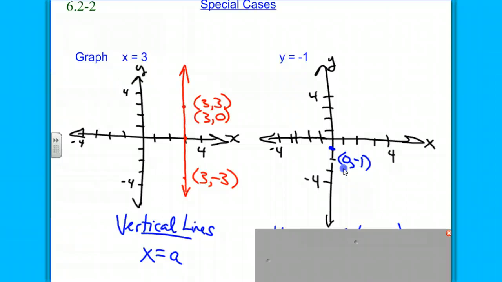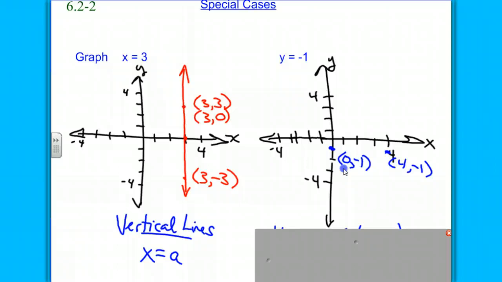Let's say I go over here to 4, but 4 is at a y value of 0 right here, right? So now where would I go? Down 1. There it is. That's at 4, -1. Do we still see a y value of -1? Yes. So we're just looking for points that have a y value of -1.